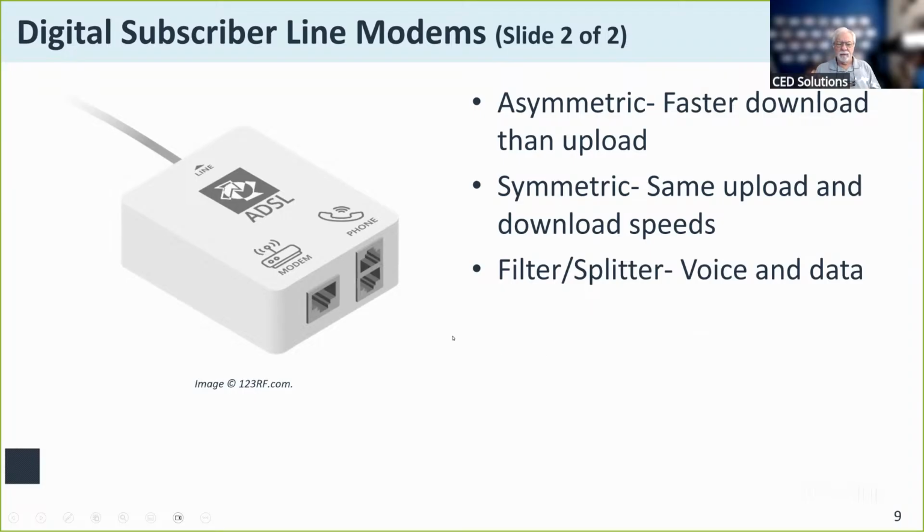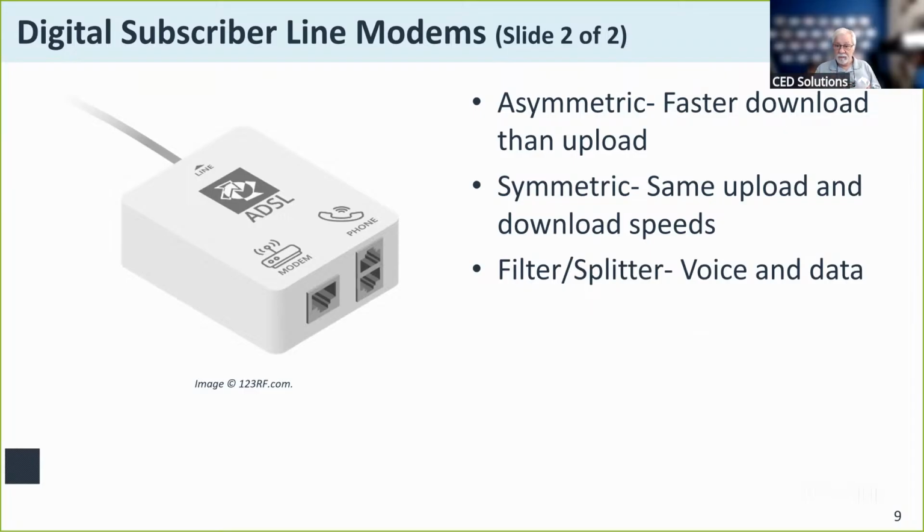And there were actually three different flavors of DSL modem. There was one called ADSL, asymmetric digital subscriber line. Download speed, like I say, about 30 megabits per second, but you never got that. And upload speed, 6, 8, maybe 10 megabits per second.